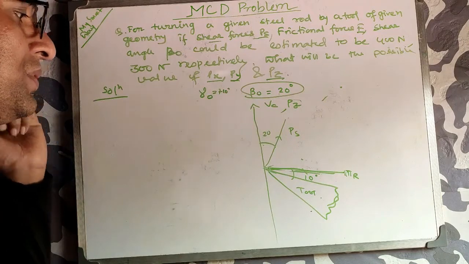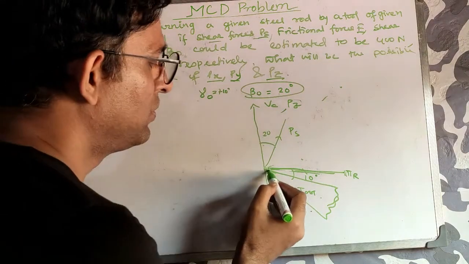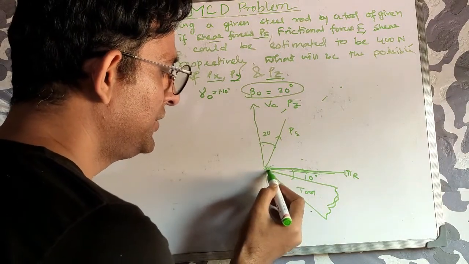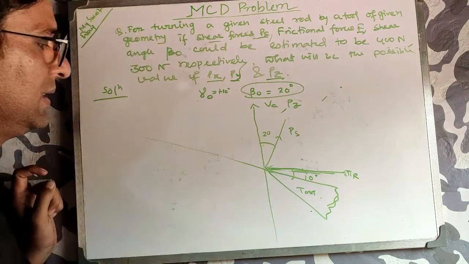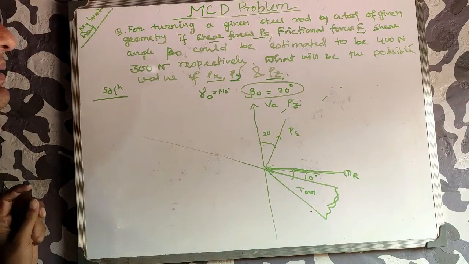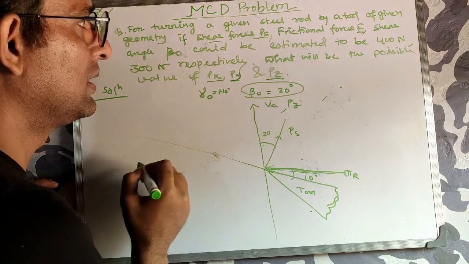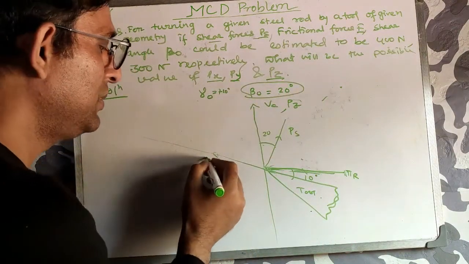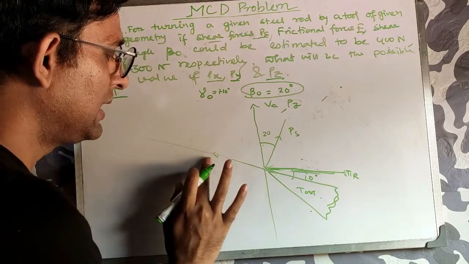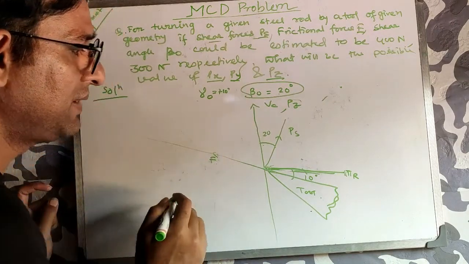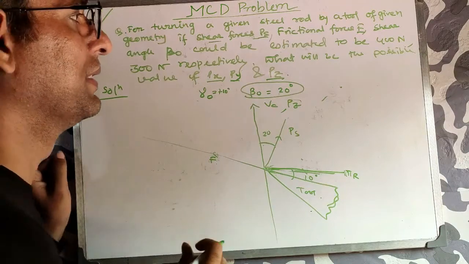Now if you see, the frictional force is also given. You can assume this is the direction of the frictional force, and the value of the frictional force is also given. So the Ps value and the F value both are given.